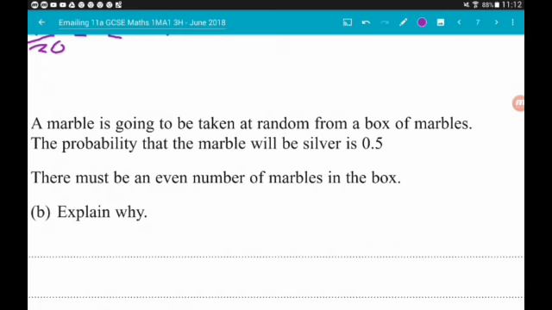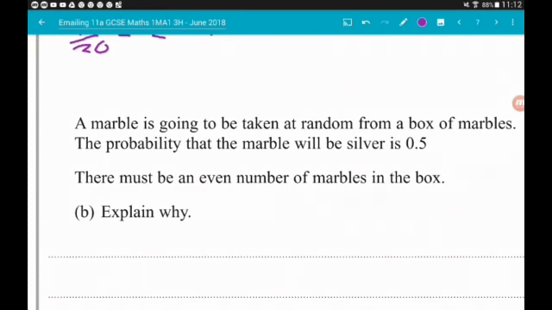Okay, and then part B says a marble is going to be taken at random from a box of marbles. The probability that the marble is silver is 0.5. There must be an even number of marbles in the box. We need to explain why.